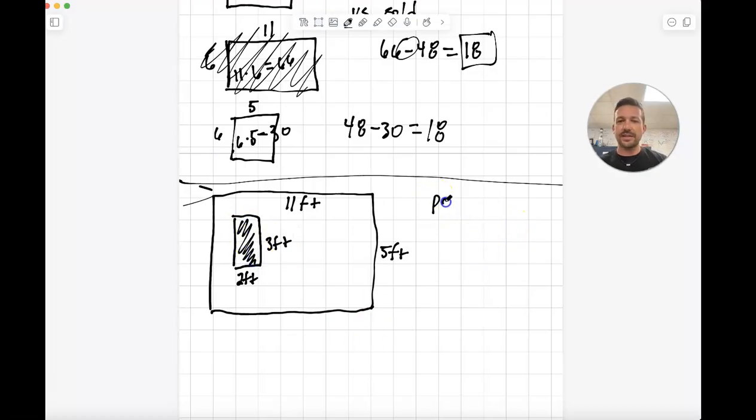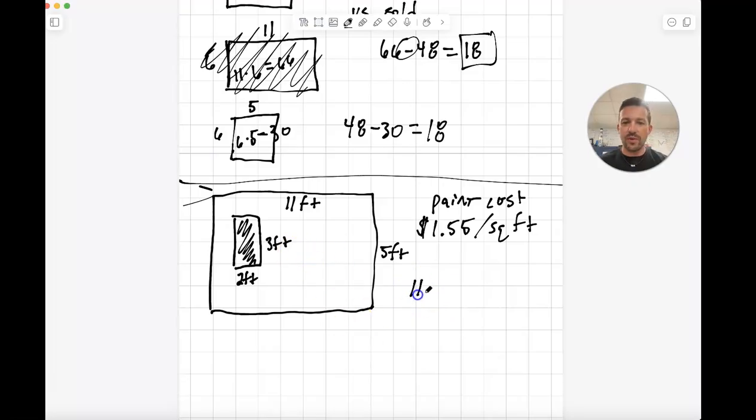And let's say paint costs $1.55 per square foot. So I need to figure out how many square feet I want to paint, and then multiply it by 1.55, and that'll tell me how much paint I need to buy. So how would I figure that out?